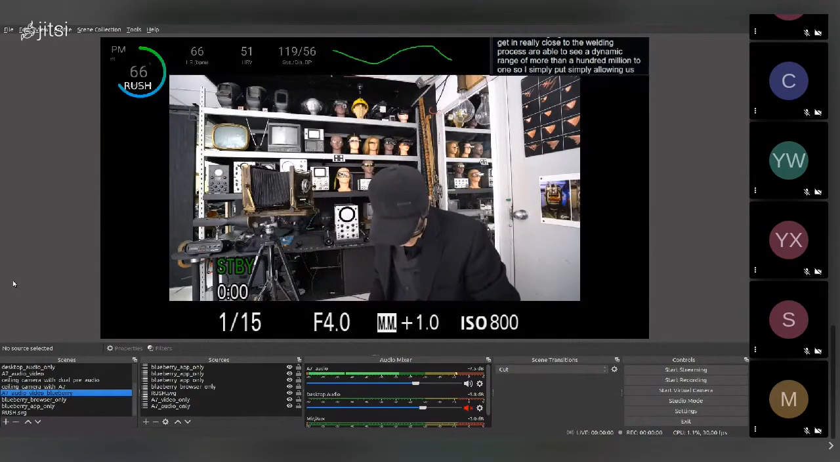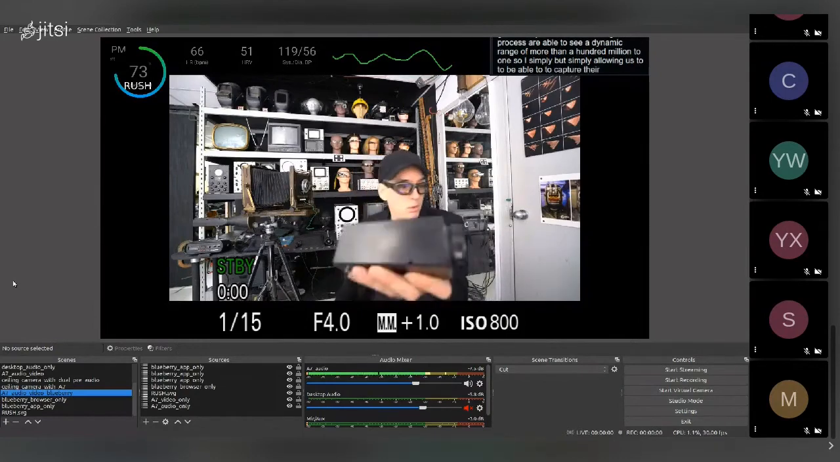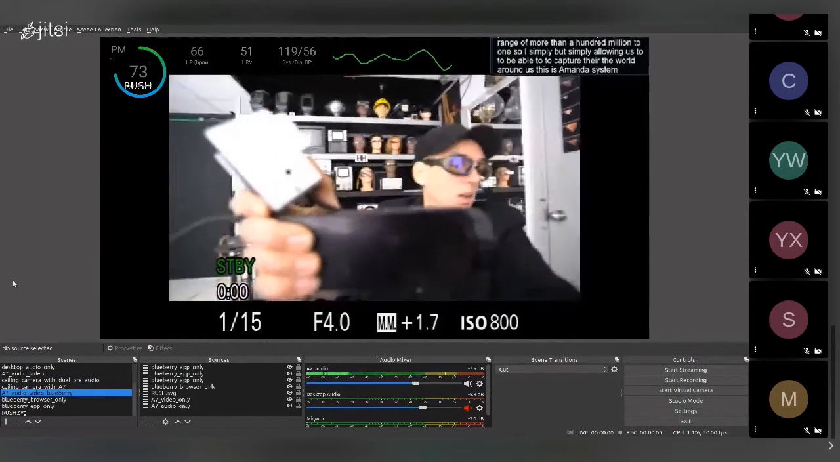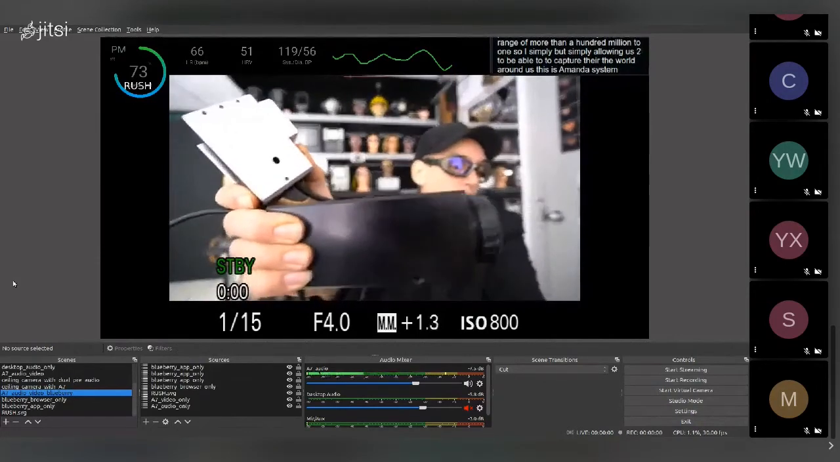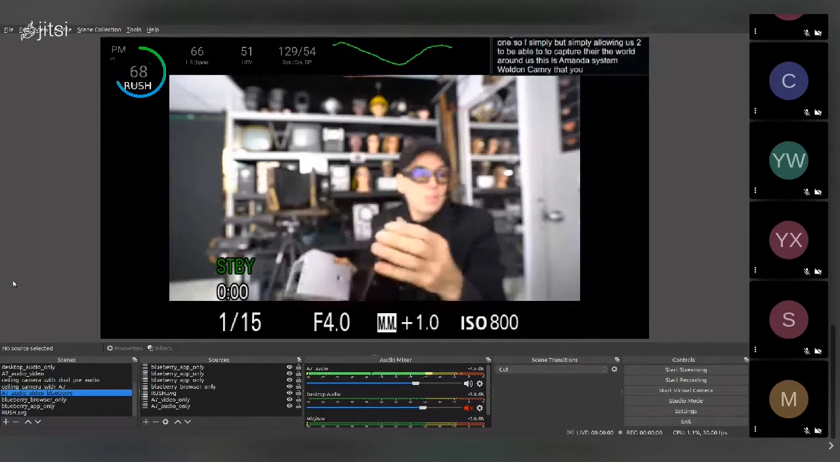allowing us to be able to capture the world around us. This is the ManVis system. And that was a welding camera that uses standard welding glass.